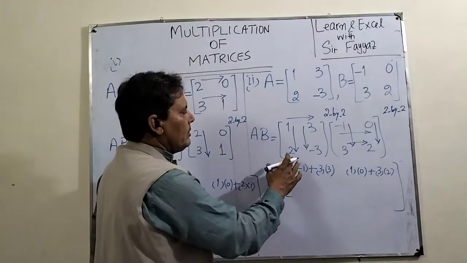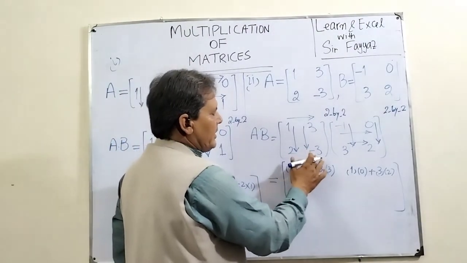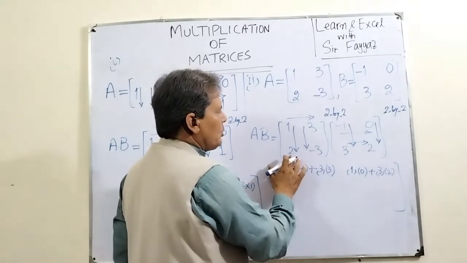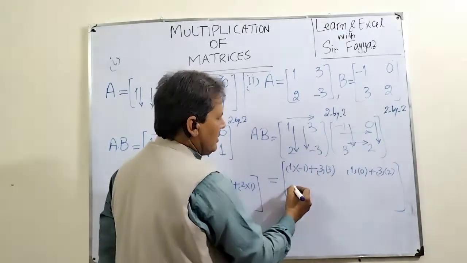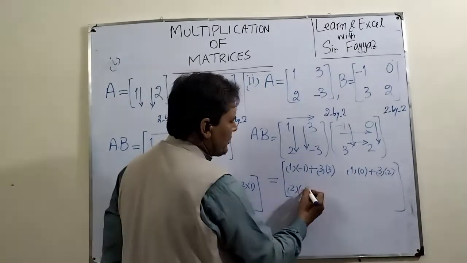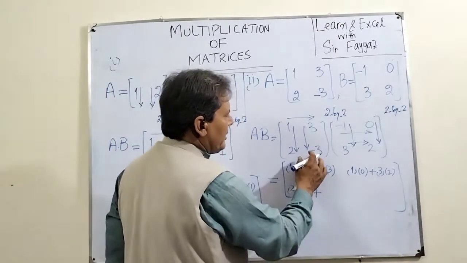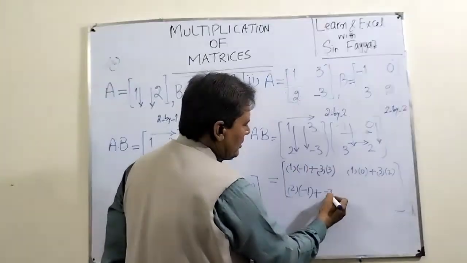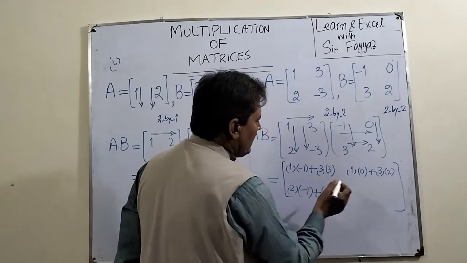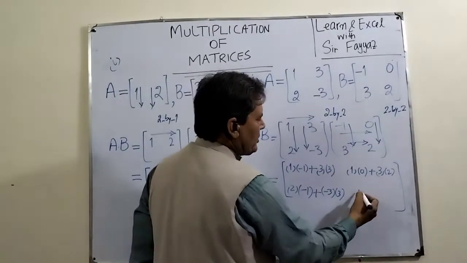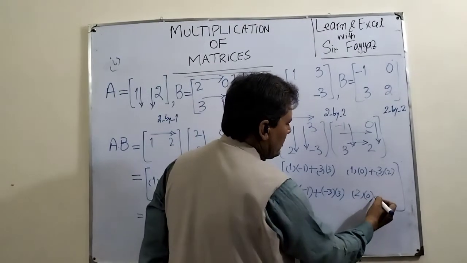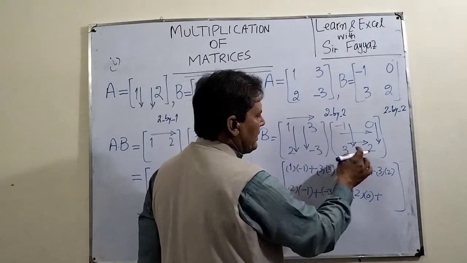Now the second row, that is 2, minus 3, we have to multiply with the first column of the second matrix. 2 multiplied by minus 1, sorry. Then the plus sign, minus 3 times 3. Then comes second row, second column, that is 2 times 0, then the plus sign, minus 3 times 2.